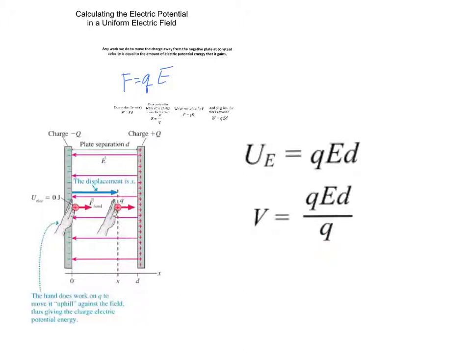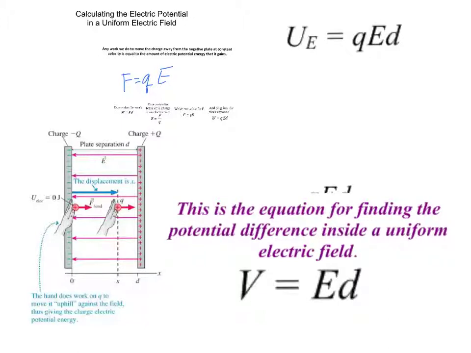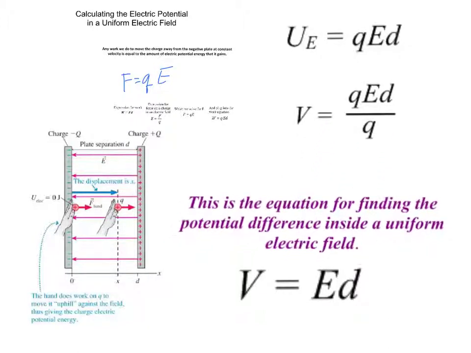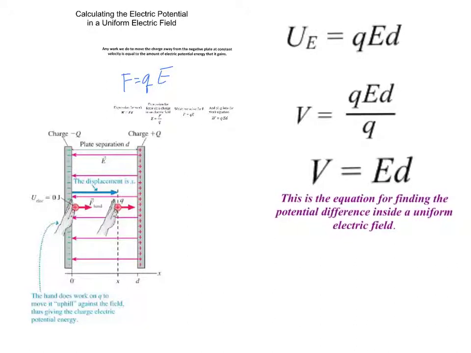Just a quick look at this and we see that the Q, which is the charge we've placed in the field, or the test charge, cancels, and we end up with electric potential equals the electric field times the distance a charge has moved in that field. So this is the equation for finding the potential difference inside a uniform electric field. Now the V is the potential difference, E is the electric field, and D is the distance that a charge has been moved in that field.